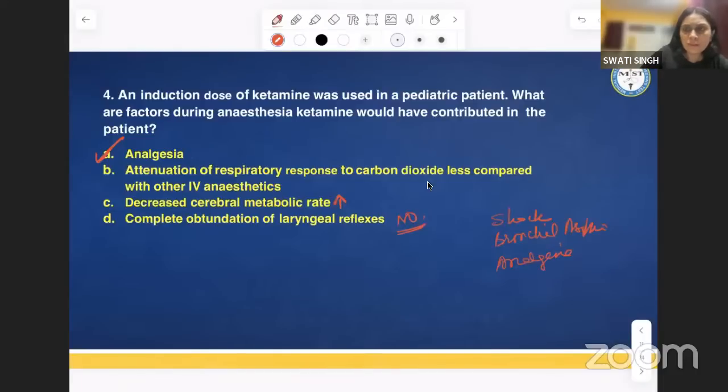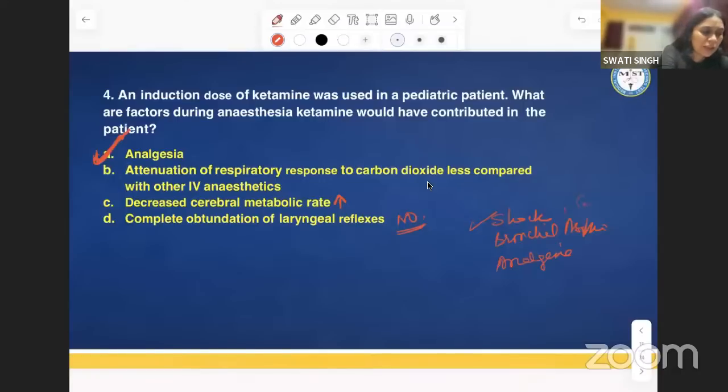Because it preserves the reflexes and there is a little less risk of aspiration compared to other agents. So guys, one clear-cut answer we have in the option. Don't get confused. Ketamine is a wonderful analgesic. No other IV anesthetic is analgesic. Yes, Wasim. Shock, it is agent of choice because it increases BP.